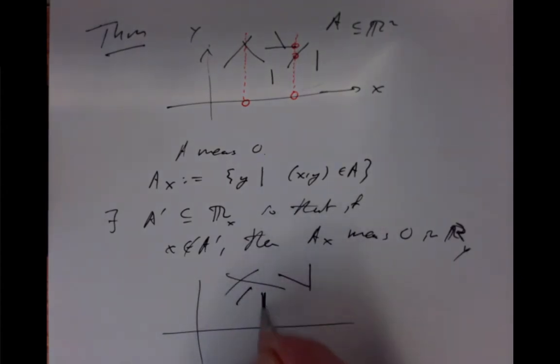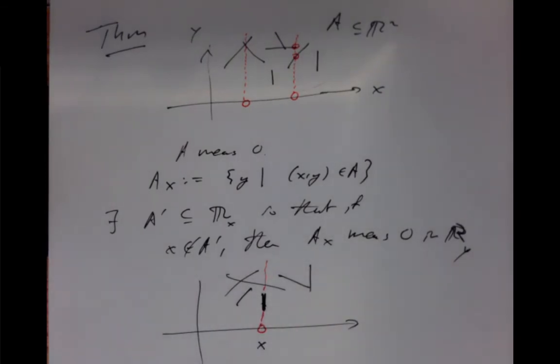and there may be some bits of it that are actually vertical, like here. It's a measure 0 set, say a union of line segments, for example. But when you look at this point here, your pre-image up there is not measure 0. So for this point x, this set A_x, these y values, does not have measure 0. So that could fail, and it could fail maybe somewhere else.